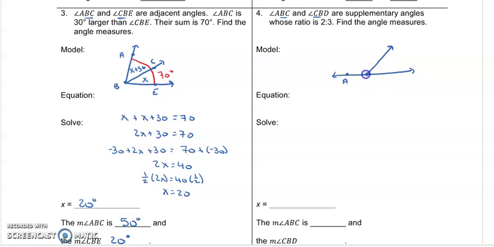Here's A, and B I know goes in the middle because it's B and B. And then C.